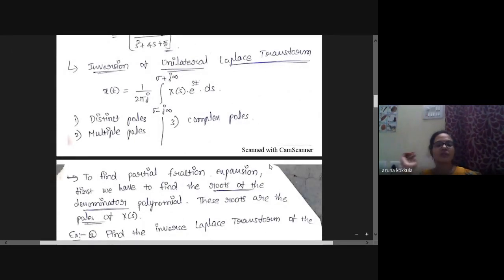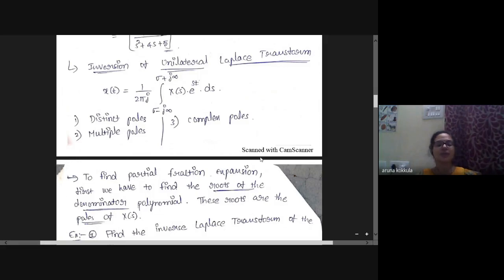Inverse Laplace transform is going to be calculated instead of using the formula, that is x of t is equal to 1 by 2 pi j integral sigma minus j infinity to sigma plus j infinity x of s e power st ds. We can use the partial fraction expansion method.